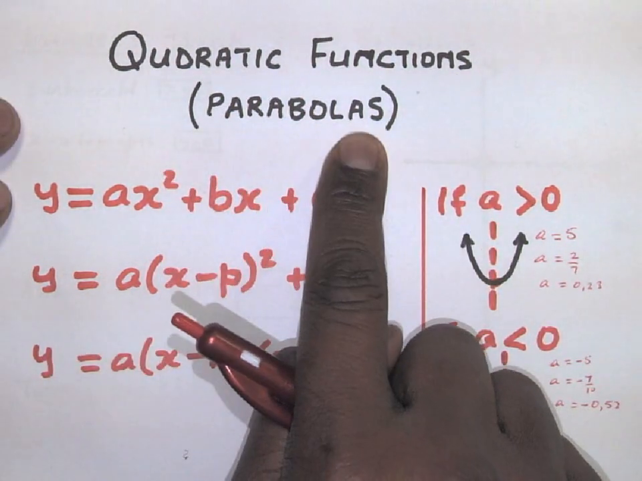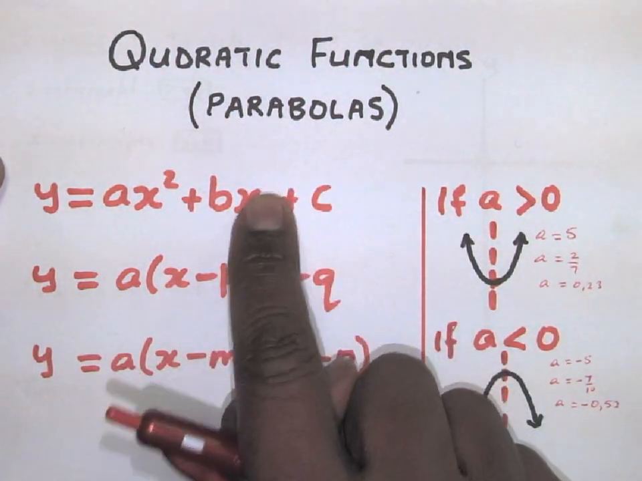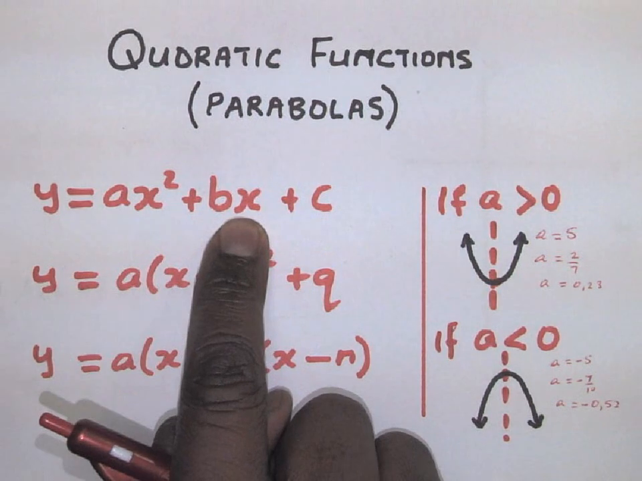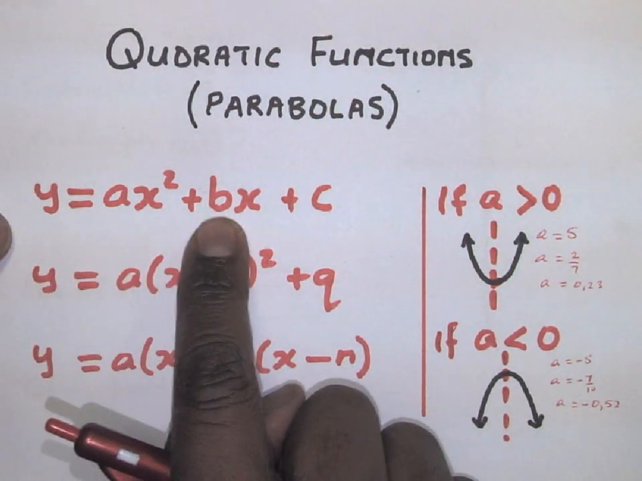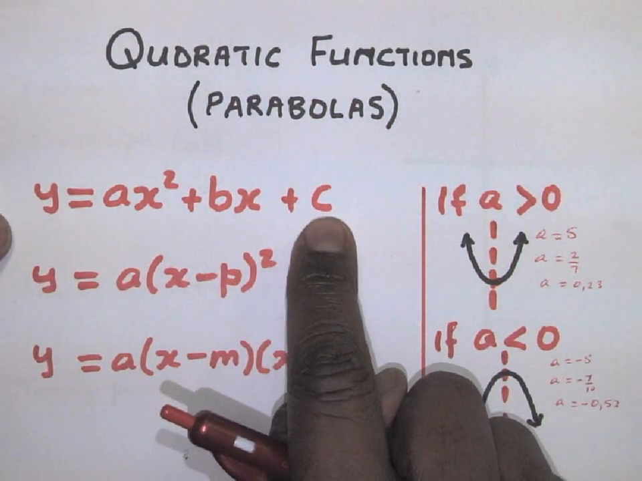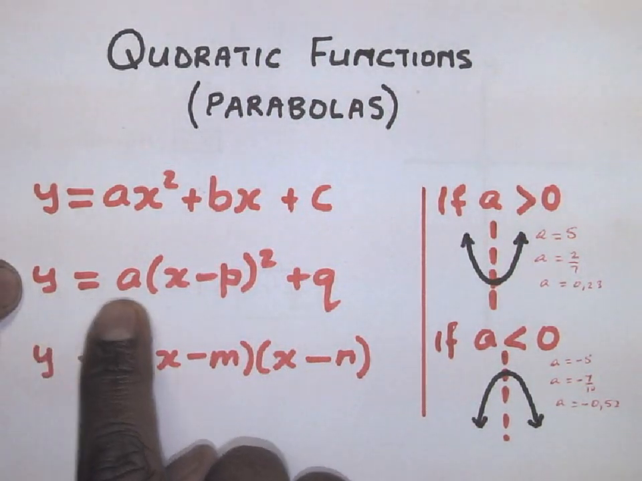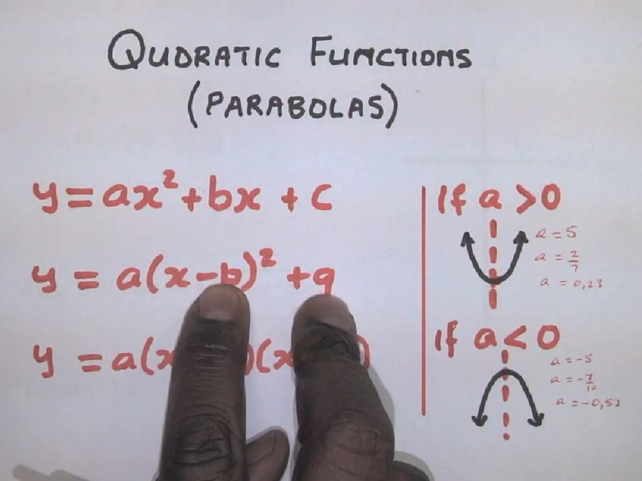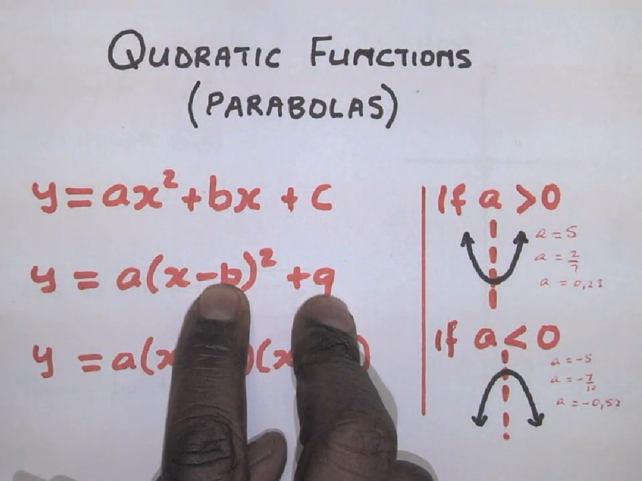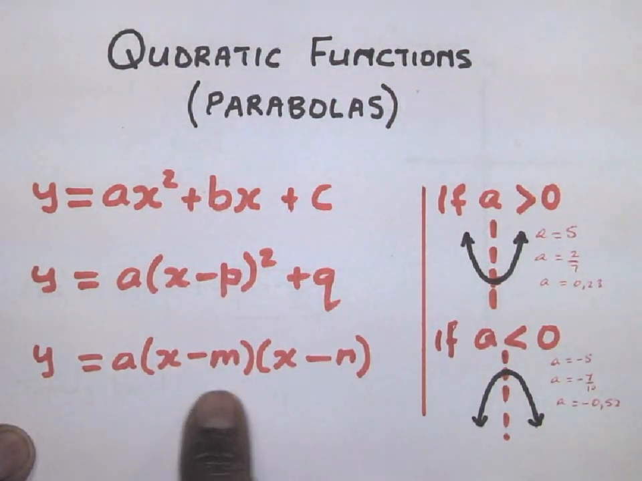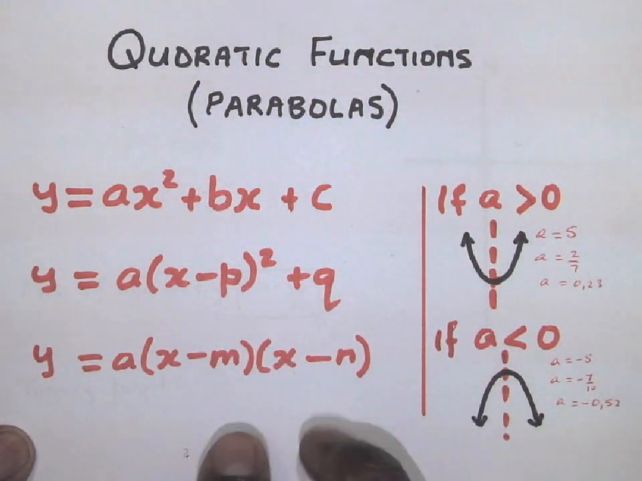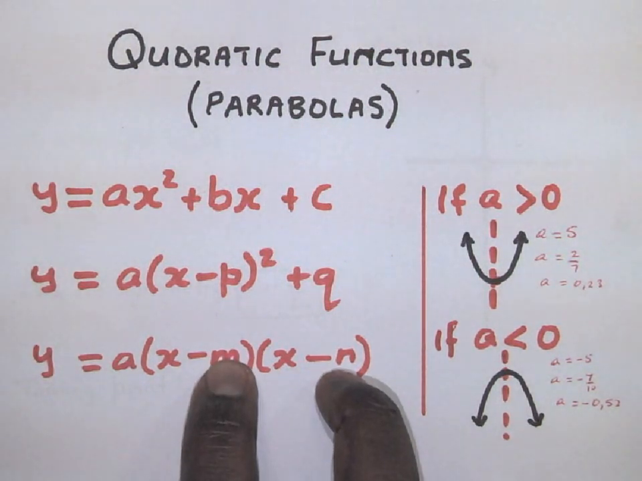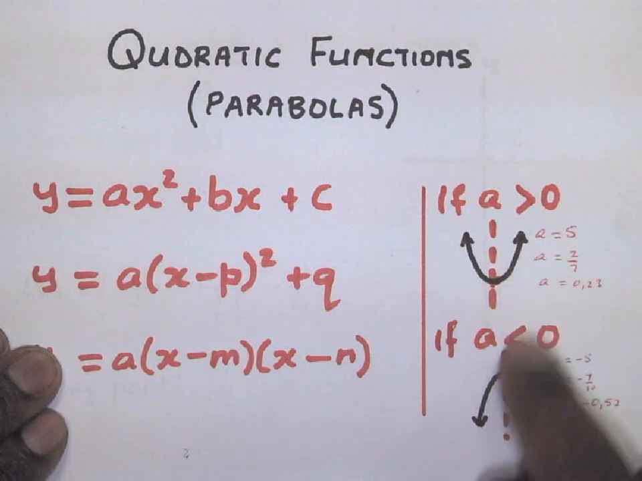Sometimes we call them parabolas. They have three formats in equation form. Y equals x squared plus bx plus c, where c is the y-intercept, and y equals a(x minus p) all squared plus q, where p and q will give us the turning point and the axis of symmetry, and y equals a(x minus m)(x minus n), where m and n will give us the x-intercepts. The shape of a parabola is like this or like this.